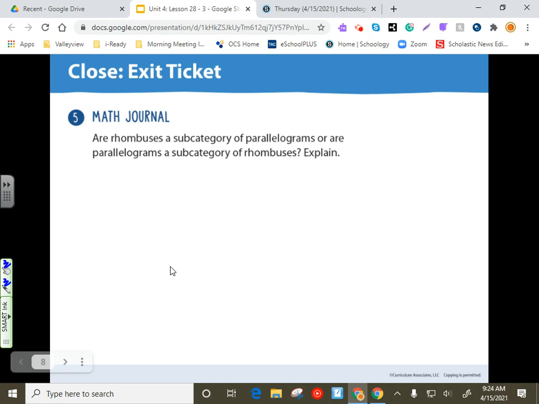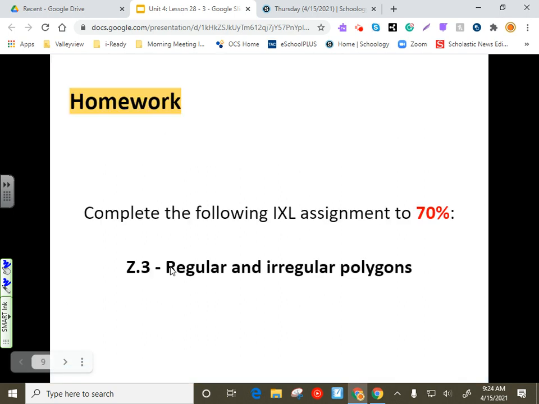All right, let's talk about the homework. It's going to be Z3. You're going to be given an example, and you have to say if it's a regular polygon or an irregular polygon. And remember to review, regular polygons have equal sides. They all measure the same, and all their angles are the same. So if there's anything different, it's counted as irregular.